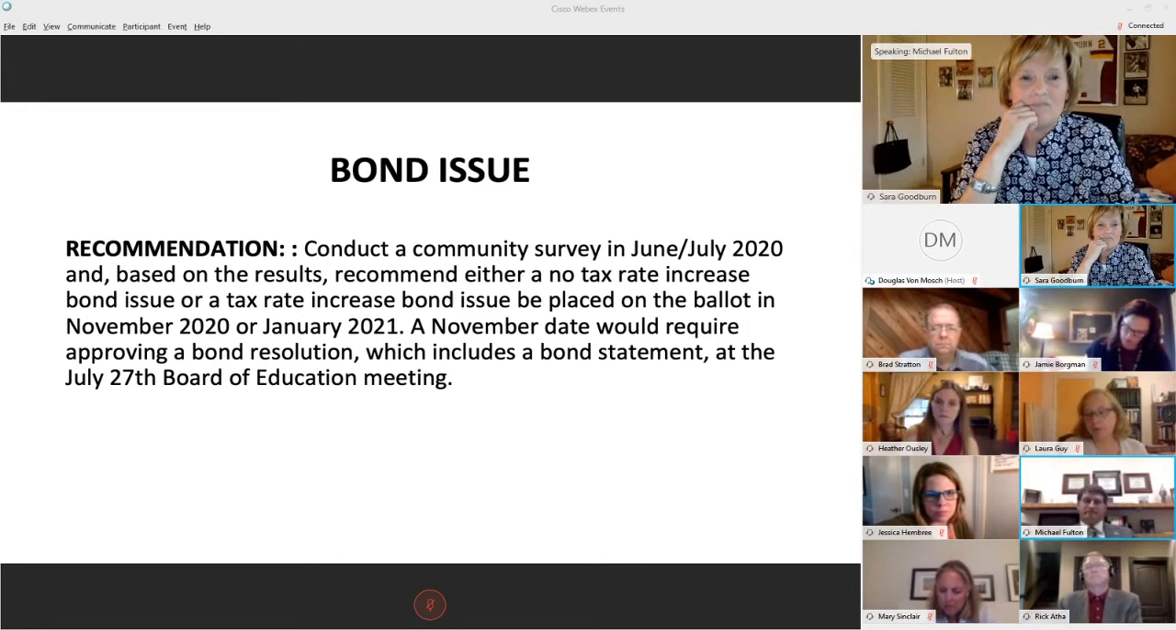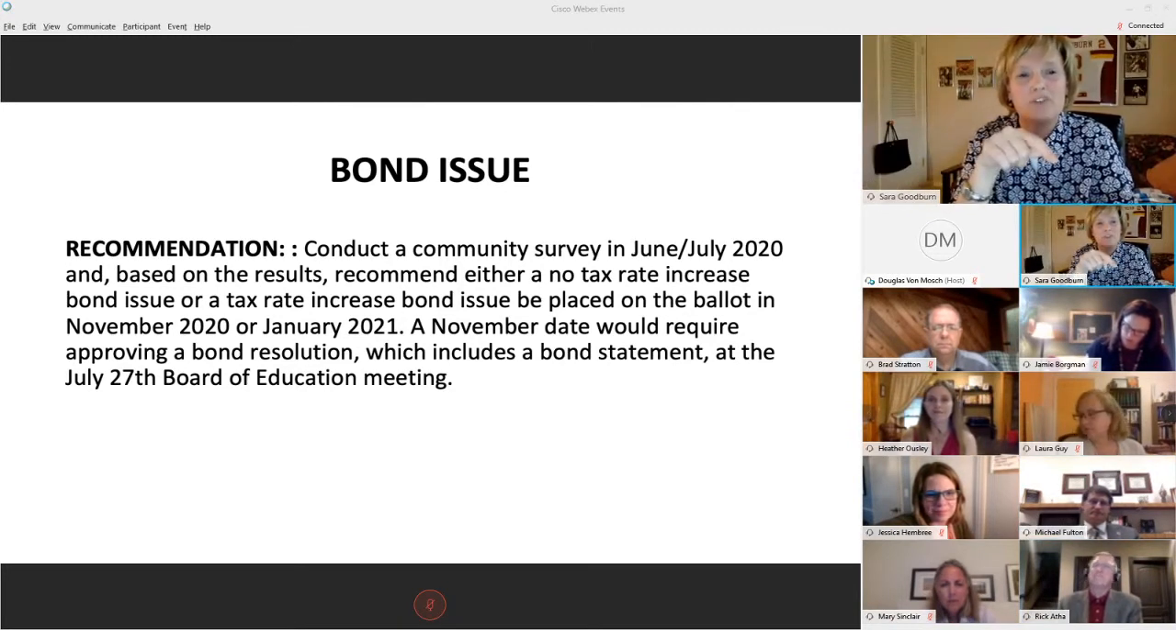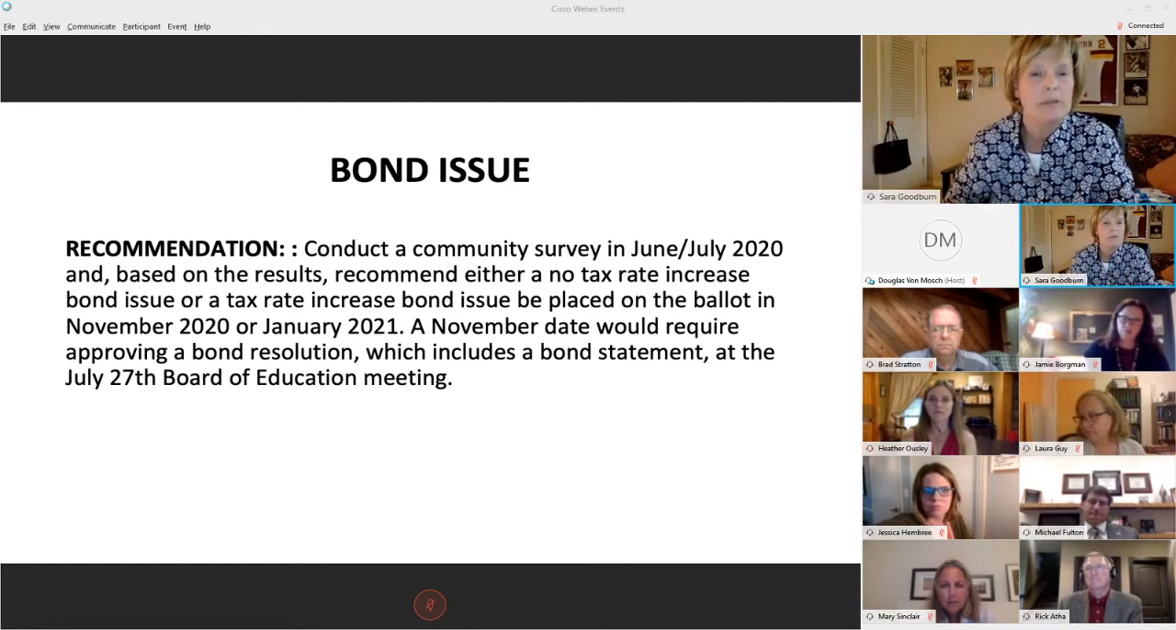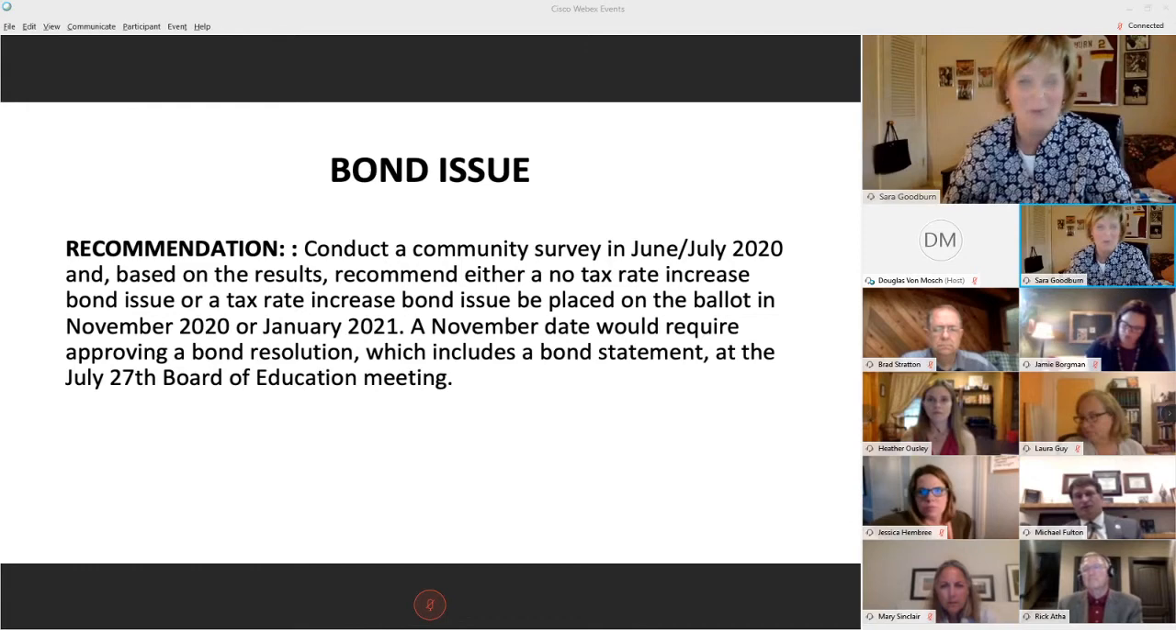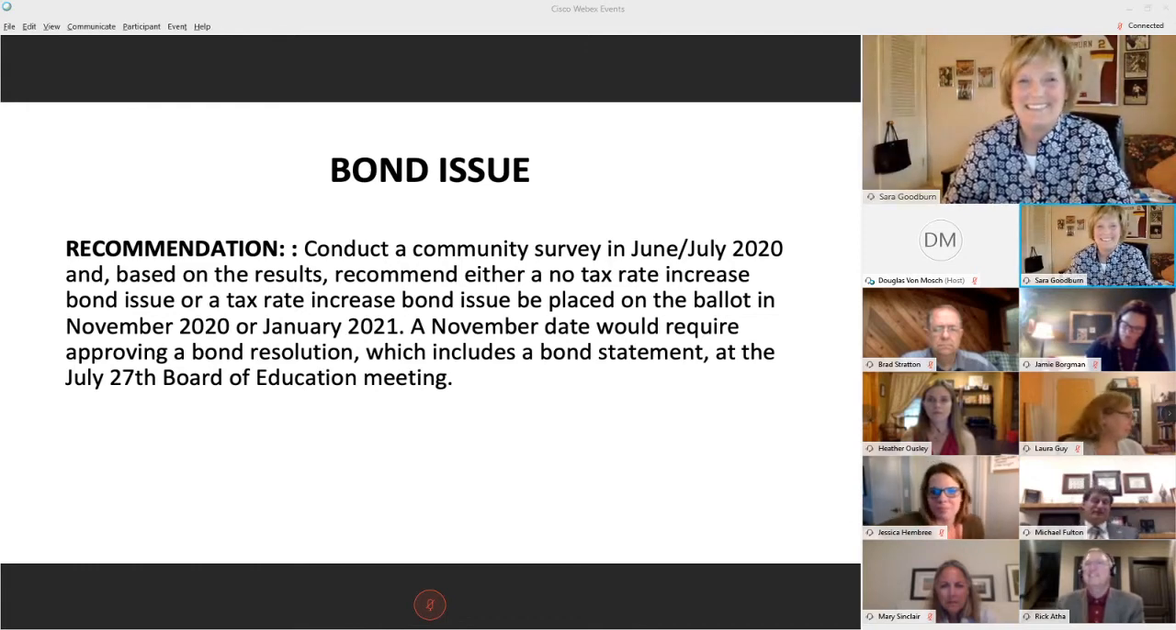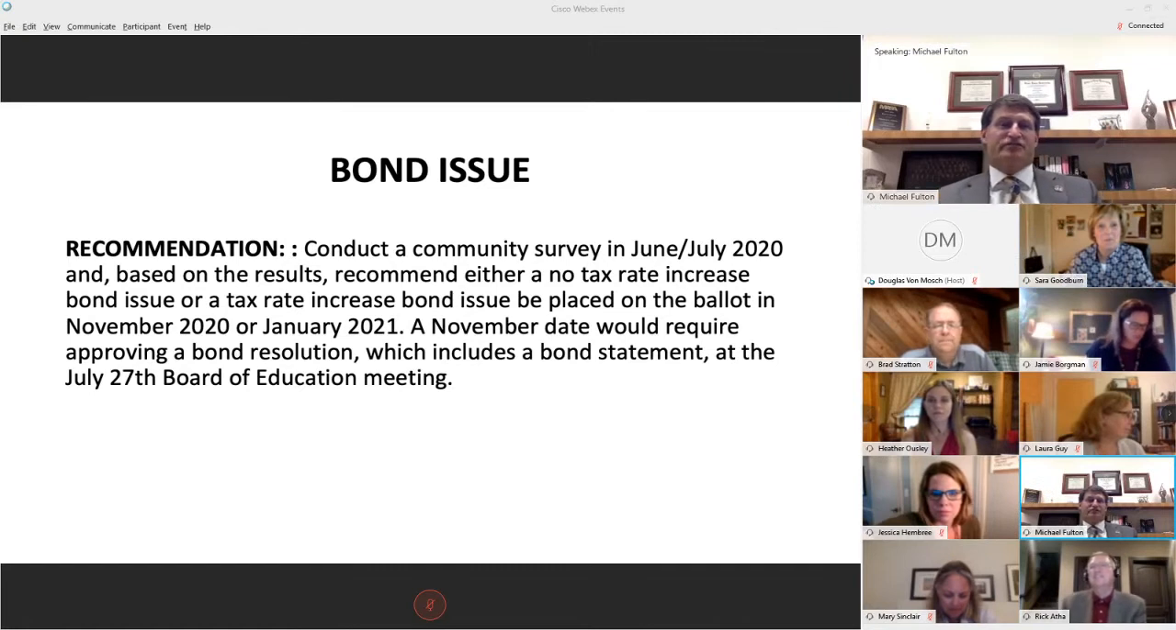Right. Now, how will you make the decision between November and January? Because one would be in-person, I suppose, in the November election, and the other would be a mail-in ballot in January, because there is no election scheduled. So it would be a mail-in. How will you make that decision or recommend to the board? Well, from data, we'll take a look at. We're going to integrate that into our survey. Okay. Kind of take a look at what the survey results are.